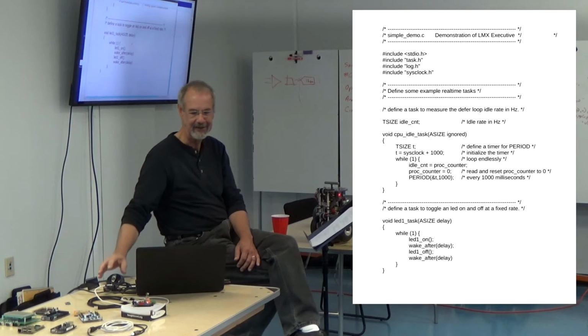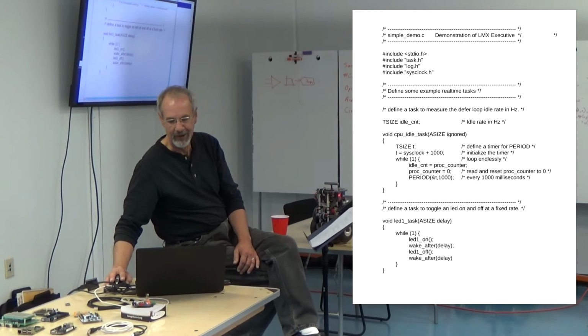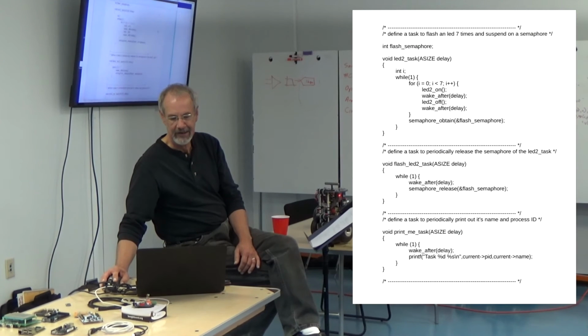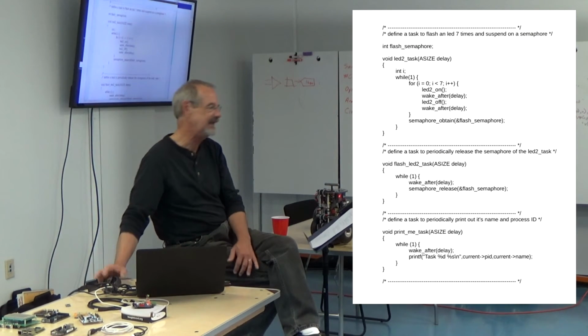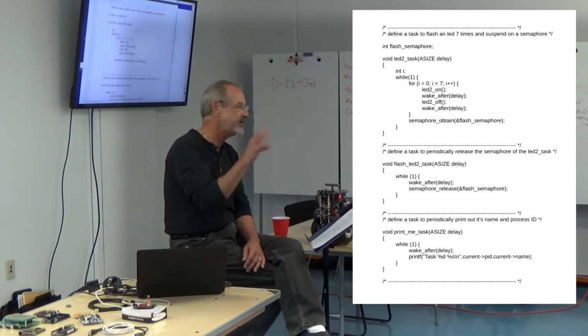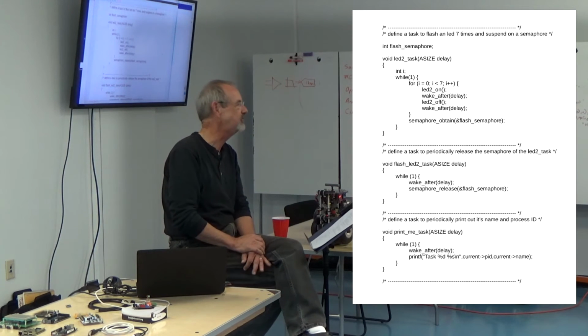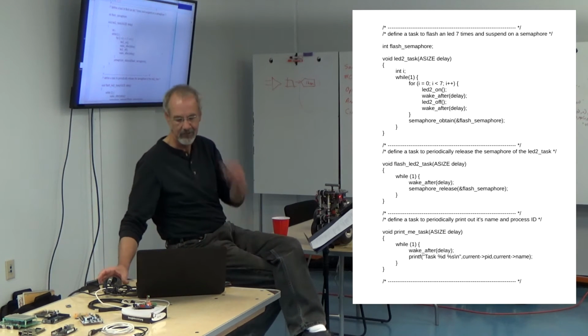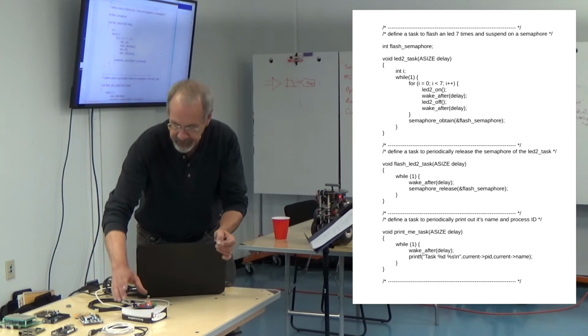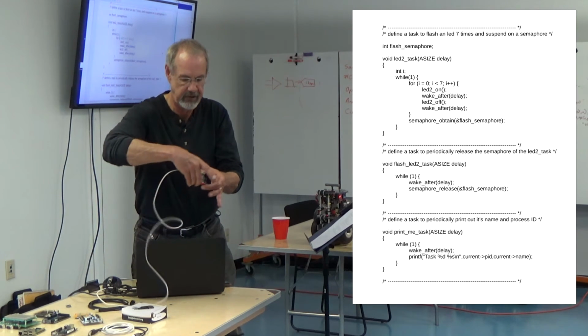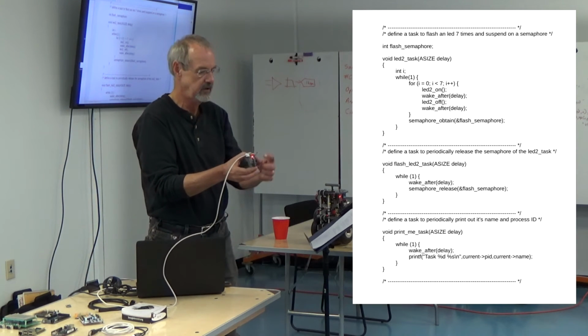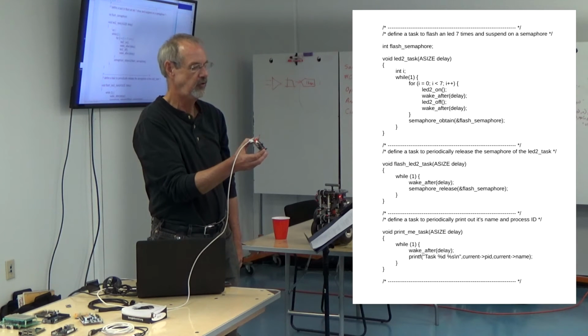You're modulating the LED. Okay, here's a couple other sample tasks. That one just flashed an LED. This one's going to flash an LED 7 times, and then it's going to suspend on a semaphore and wait for somebody to reset that semaphore. And if you'd like to see what that looks like, this code is actually running on this processor right here. If you watch that green LED, you see it flash 7 times, and then waits a while, and flashes 7 times.